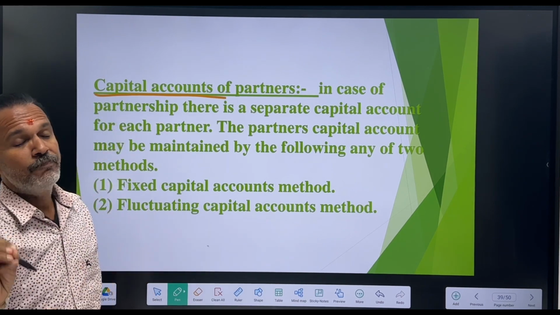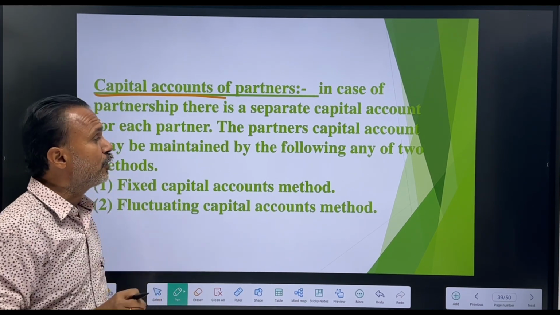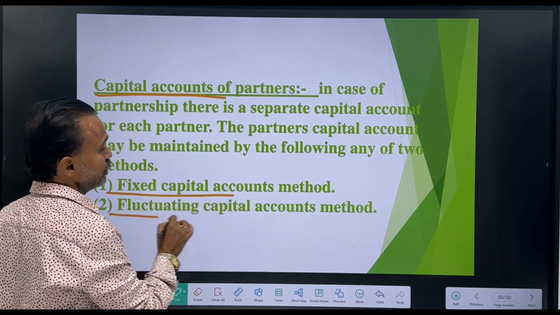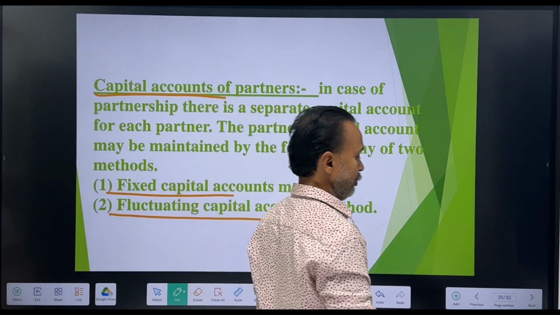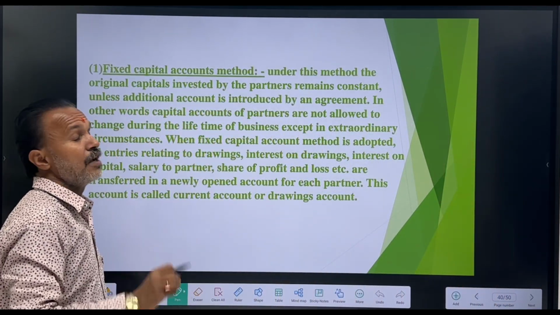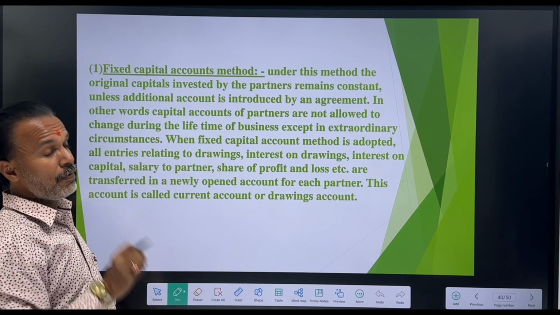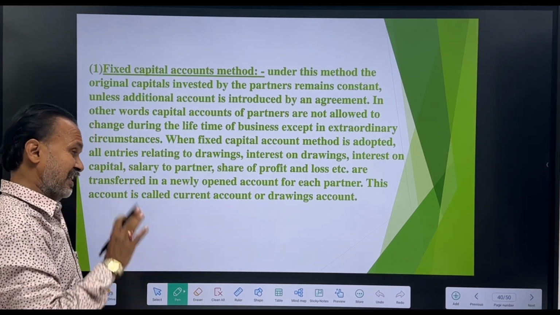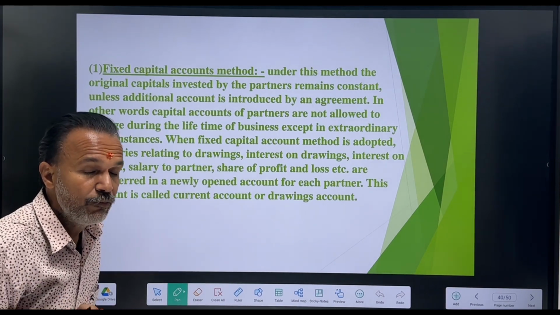The capital accounts of partners are classified into two parts. First is called fixed capital account and second one is called fluctuating capital. First, fixed capital account. In the case of fixed capital account, the original capital invested by the partners in the firm remains constant or fixed. It is not changed from time to time.